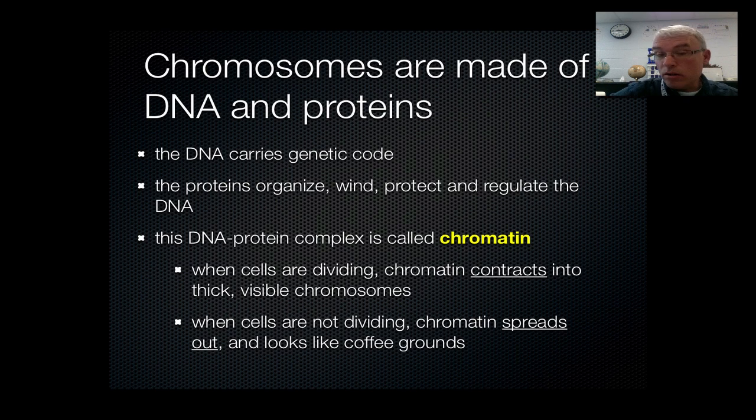Chromosomes all across biology are made up of two chemicals, DNA and proteins. The DNA part is where the genetic code is stored, and the proteins organize, wind, and protect the DNA and regulate it. This DNA-protein combination or complex is called chromatin. When cells are dividing, the chromatin contracts into the thick, visible chromosomes that we're all used to seeing, those wormy-looking things. When cells are not dividing, and when the DNA is actually being used to do stuff, the chromatin is spread out. It looks a lot like coffee grounds under the microscope.